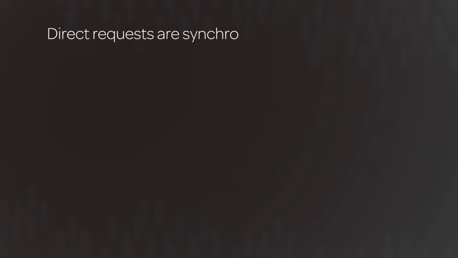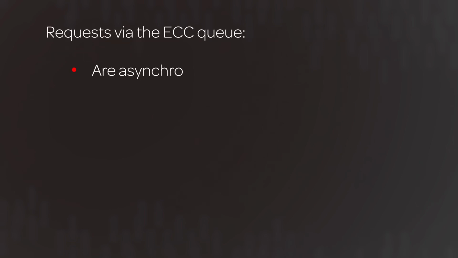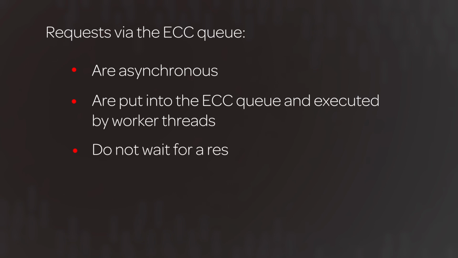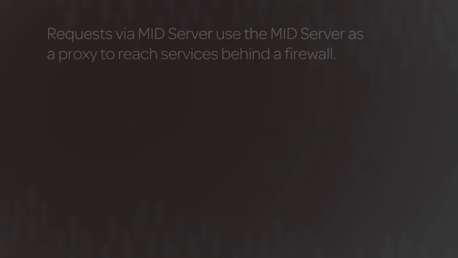Direct requests are synchronous. The script waits for a response. Requests sent via the ECCQ are asynchronous. They're put into the ECCQ and executed by worker threads. The script does not wait for a response, so they're best suited for situations where a response isn't necessary. Requests via midserver use the midserver as a proxy to reach services behind a firewall.